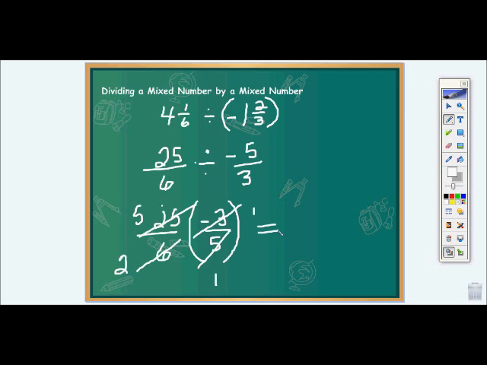Now I'm going to multiply across. 5 times a -1 gets me a -5. 2 times 1 gets me 2. I have an improper fraction here, so I want to make sure I change it to a mixed number. First of all, it's going to stay negative. 2 goes into 5 2 times with 1 remaining. So it's a -2 1/2.